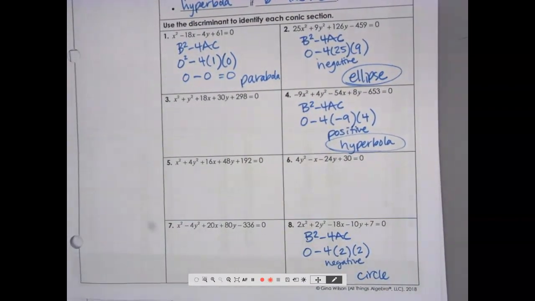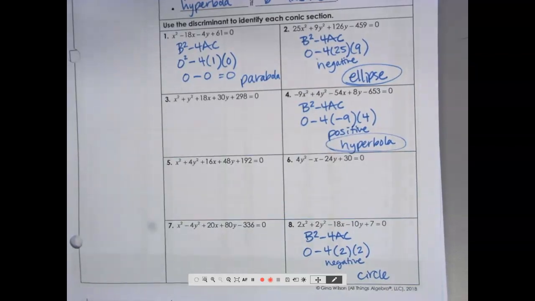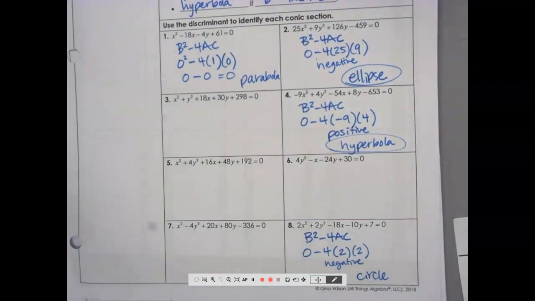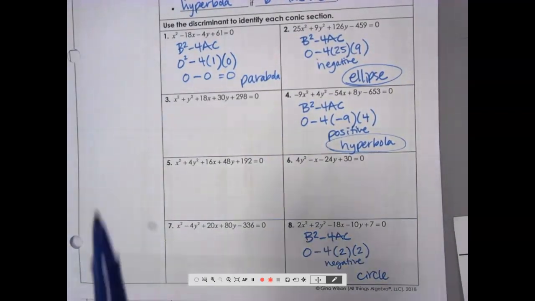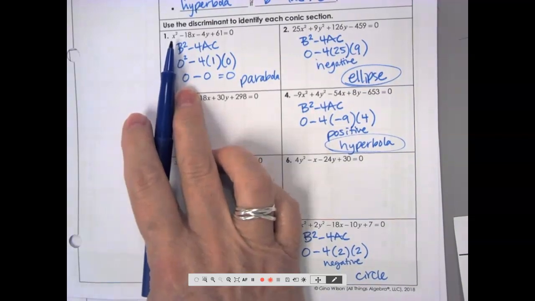Okay, looking at number 1, how could I know that that's a parabola without b squared minus 4ac? Yes, only one variable is squared. So I do have an x squared, but I don't have a y squared. And on your formula sheet, you'll notice that that's the only one that has one variable squared. So I could just use that as a guideline.